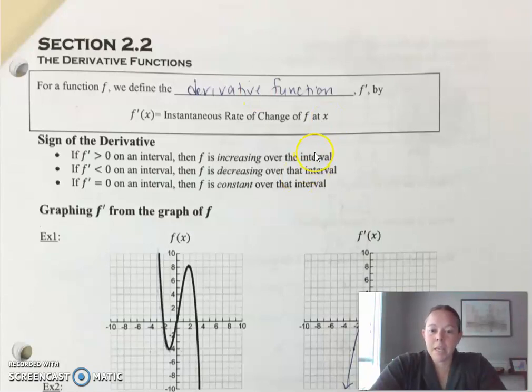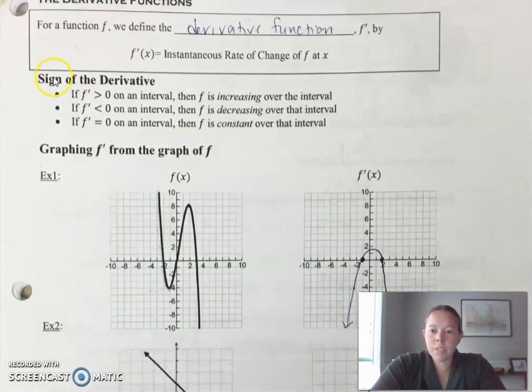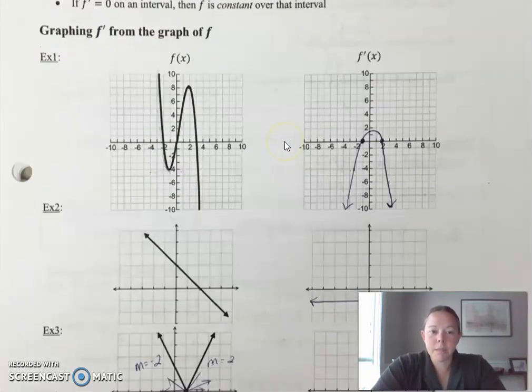Okay. Now, sign of the derivative. So if the derivative is positive, then the function must be increasing. If the derivative is negative, so the slopes of the tangent lines are negative, then the function must be decreasing. And if the derivative is 0 on an interval, then the function must be constant. Okay. So we're going to see that demonstrated here.